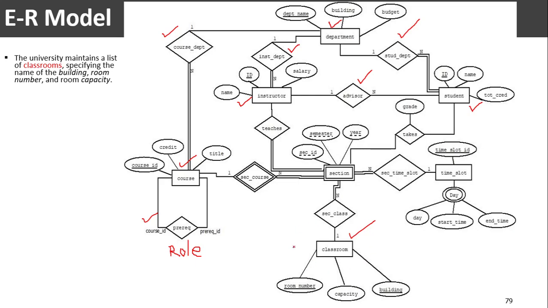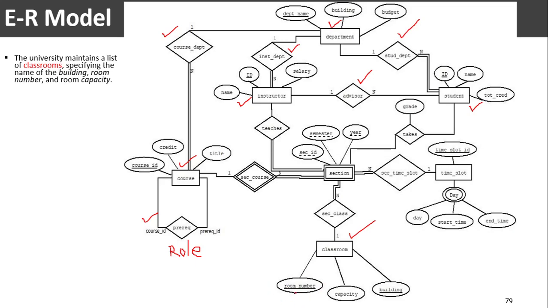Now, as this is a strong entity set, we should have a primary key for this classroom. Now, what would be the primary key? Can room number be treated as the primary key? Room number alone cannot be the primary key. Why? Because room number may not be unique, because every building may have the same room number. Every building will have room number 1, room number 2 and so on.